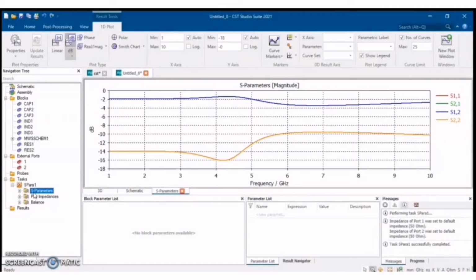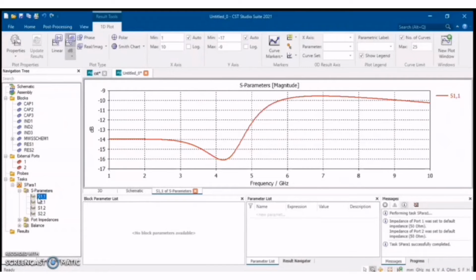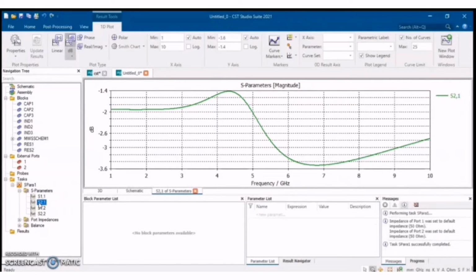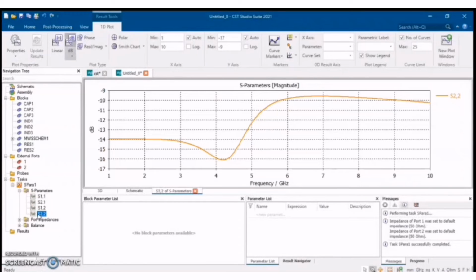So this is the S parameter plot. Next, this is the plot of S1,1, this is S2,1, and this is S1,2. Lastly, this is the S2,2 plot graph.